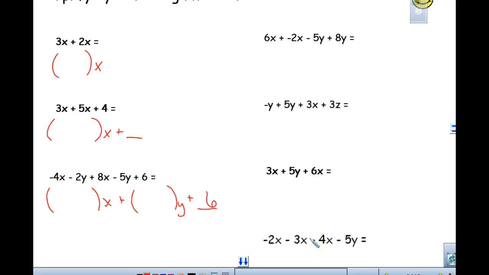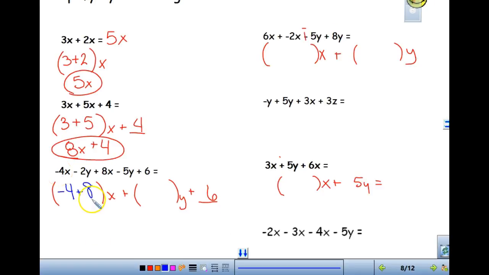Start what I have. That's my hint to start for you, okay? Negative 4 plus 8. What am I going to have for my, because these were my first 2. I'm now thinking of my y's, but I don't like this minus. So we're going to change that to plus a negative, plus a negative. Negative 2 plus negative 5.